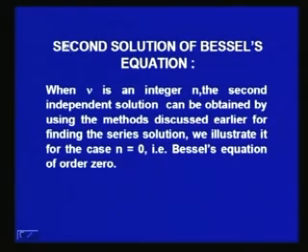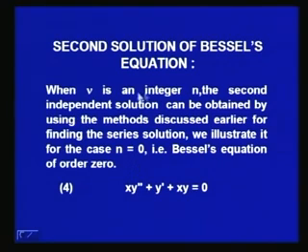Now, let us study the second solution of Bessel's equation. We had seen that when nu is an integer, the second solution of the Bessel's equation has to be obtained by the methods which we had discussed in the previous lecture. So, we will illustrate how to find the second solution of the Bessel's equation for the case nu equal to 0. For other integral values of nu, the second solution of the Bessel's equation can be obtained similarly.